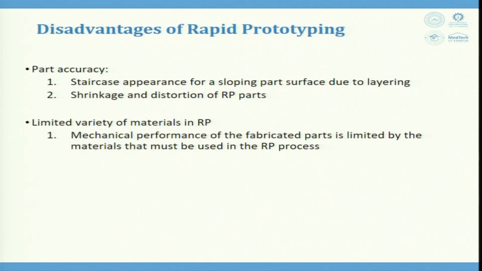Now, disadvantages of rapid prototyping, though I mentioned the disadvantages of specific processes there. In general, part accuracy: the staircase effect is there, that I showed you, that sloping part surface due to layering; shrinkage and distortion of the rapid prototyping part is there. Then we have a limited variety of rapid prototyping materials, that is, the mechanical performance of the fabricated parts is limited by the materials which are available for rapid prototyping only. Other materials which cannot be rapid prototyped could not be utilized here.